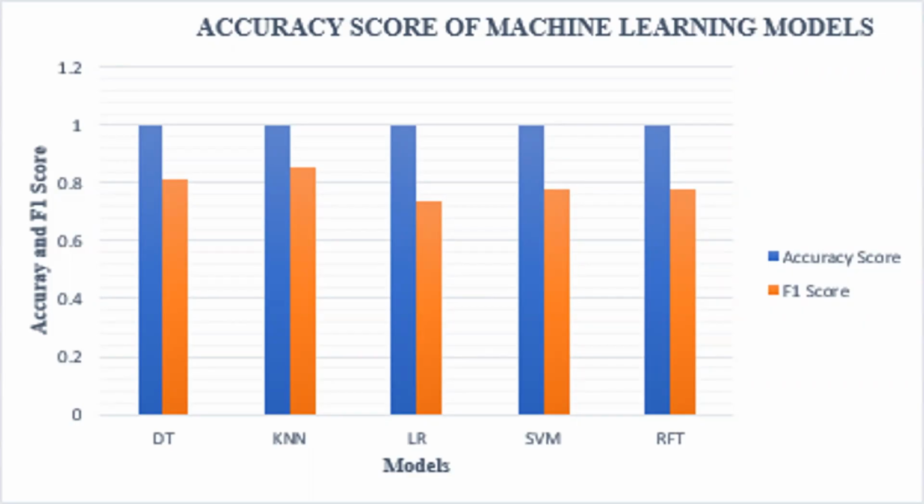So this is the accuracy score of machine learning models. You can see here, let's take the accuracy and F1 score, with the blue line as accuracy and the orange line as F1 score, out of 100%. The decision tree is showing around 80% accuracy, KNN is showing about 82, logistic regression is showing about 70, SVM is showing about 78 to 79, and RF, that is random forest, is also showing about 78 or 79.